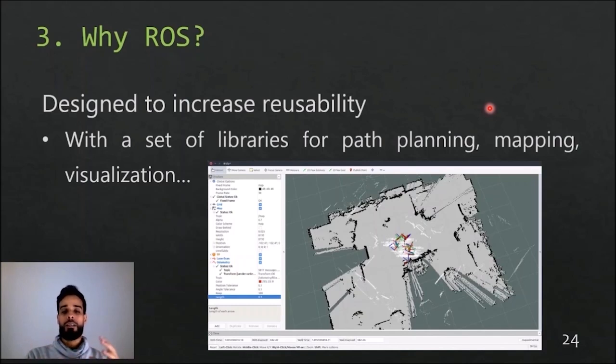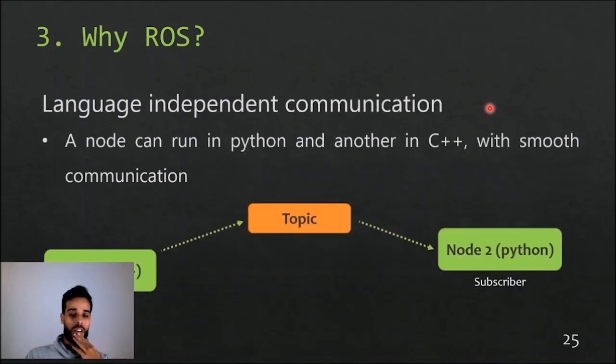So listen, every time we create a robot, we need to create a visualization tool to see if the robot is observing our environment in the correct manner. We don't need to create a new visualization program every time. There is already a library for that in ROS, and this increases the usability, reusability, and productivity of our software developers.